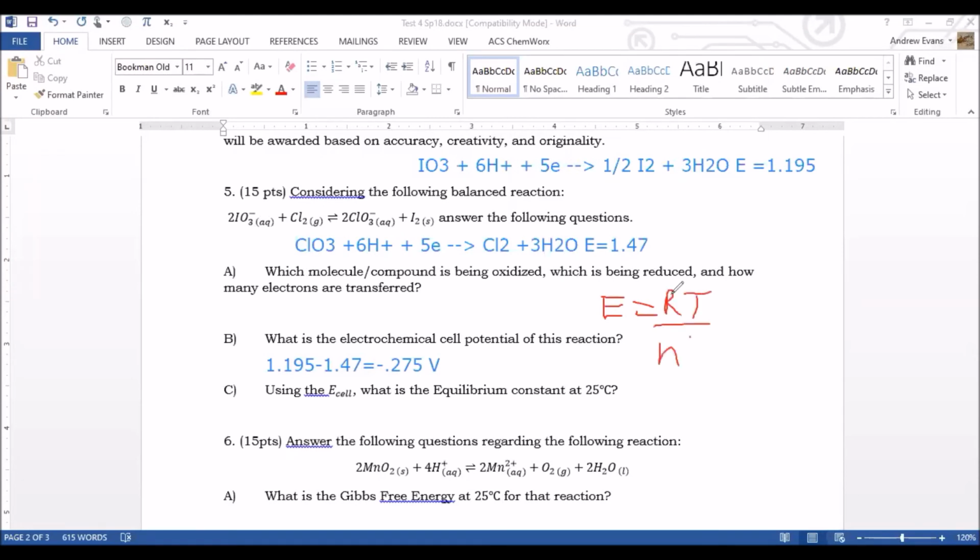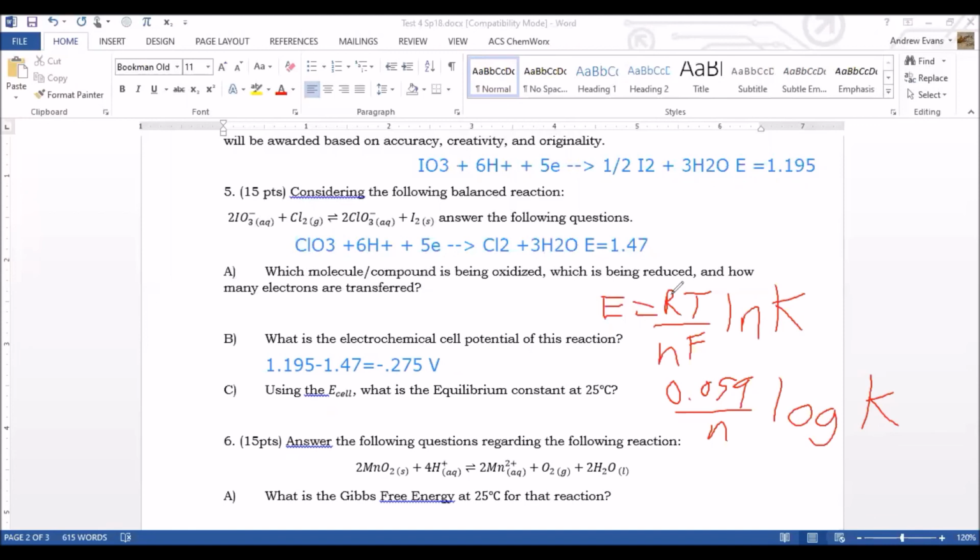RT, n, F, ln K. Now you may see it abbreviated as 0.059 over n. But note, they changed the natural log to a normal log when they do that. That's why I don't like abbreviating RT over F. Be careful. If you use that shorthand notation, it changes your natural log to a log, which drastically changes your answer. So I don't like doing that.